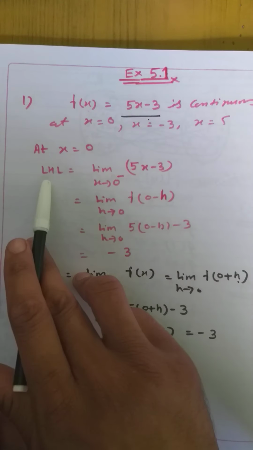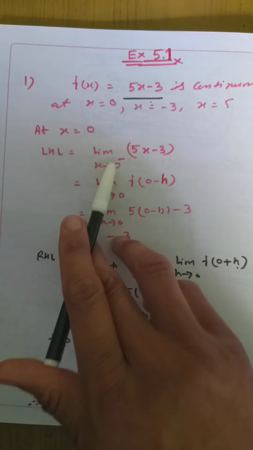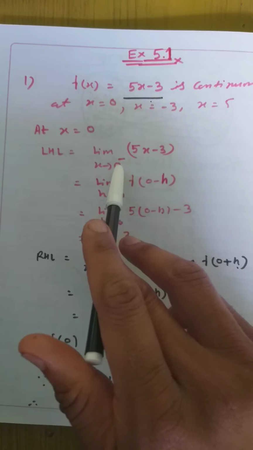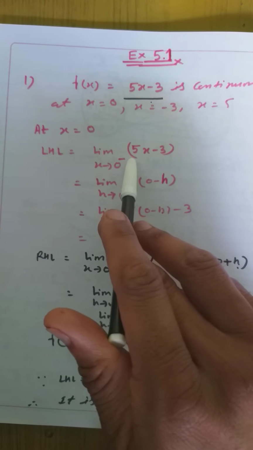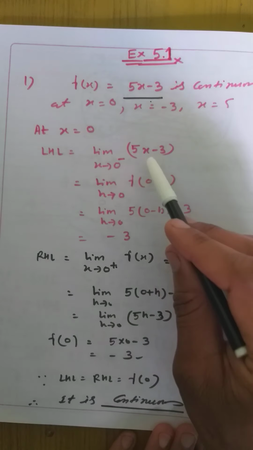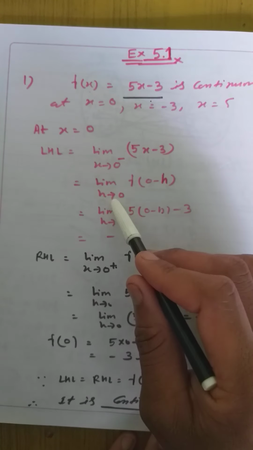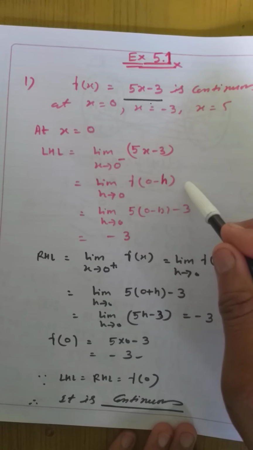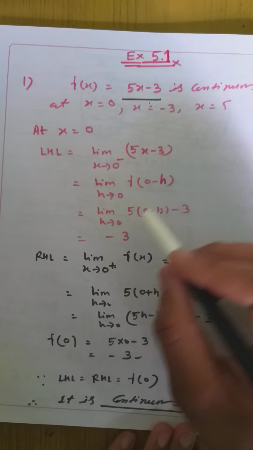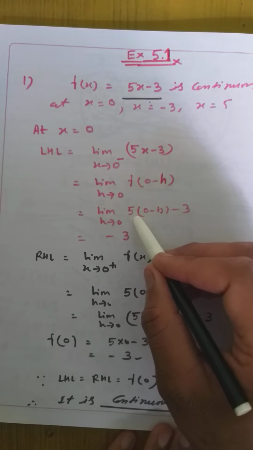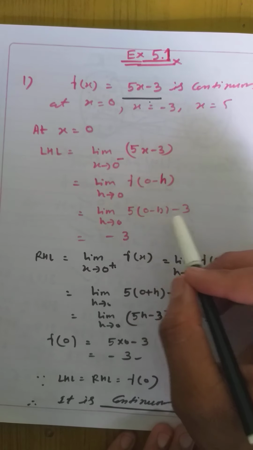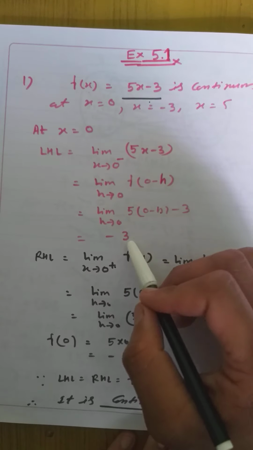Let us see, at x equal to 0, left hand limit, x tend to 0 negative. 0 negative indicates the left hand limit, meaning slightly less than 0, the value of the function slightly less than 0. Function f(x) equal to 5x minus 3. You can further write it as limit h tend to 0, f(0 minus h), slightly less than 0. That is the left hand side of 0. Limit h tend to 0, 5 into, in place of x you will put 0 minus h, minus 3, equal to minus 5h minus 3. You will put h equal to 0, you will get minus 3.